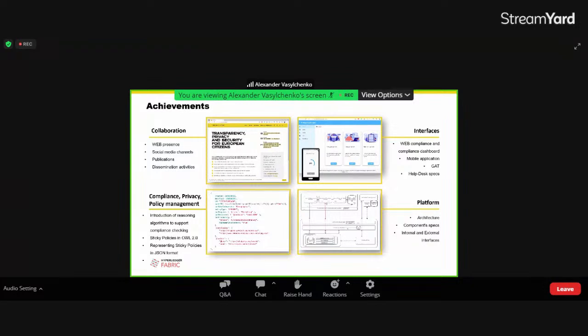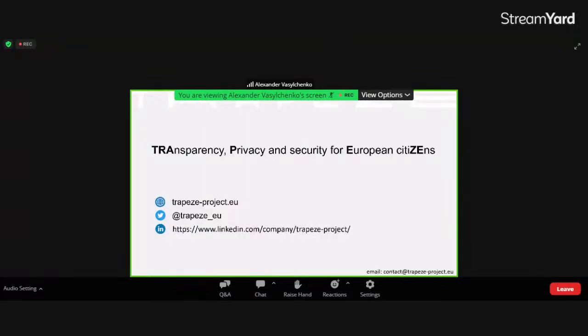And of course, there is a very detailed, I think it's already published, first version or even the second version of the deliverable on the platform itself, with the quite detailed architecture, component specifications, and some external and internal APIs. So that more or less concludes our project.